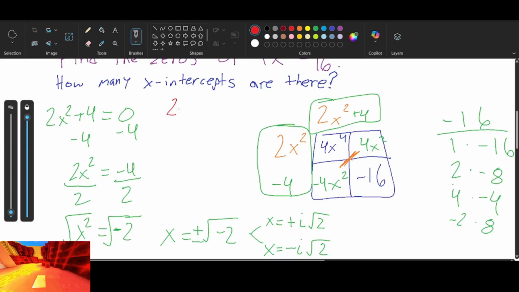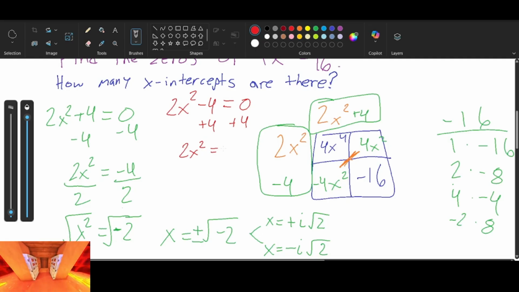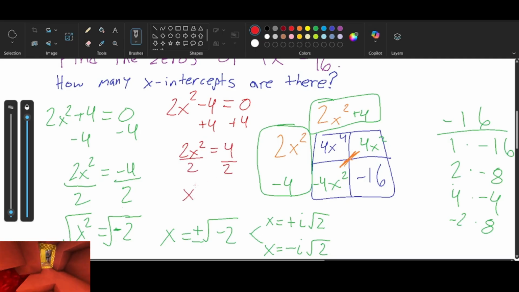And then I know I've got 2x squared minus 4 as my other factor equals 0. I add 4 on both sides, right? I get 2x squared equals 4. Divide by 2, divide by 2. I get x squared equals 2.